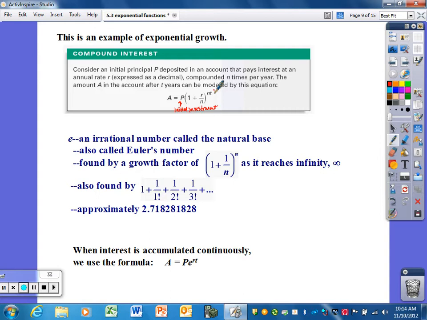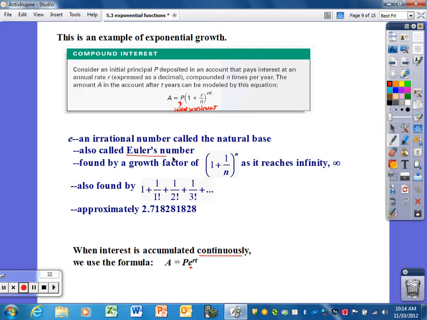And another interest formula is when I compound continuously. That means 365 days a year. So the shortcut to find that is the amount of return will be your principal times e raised to the rt. So I have to explain this number e.